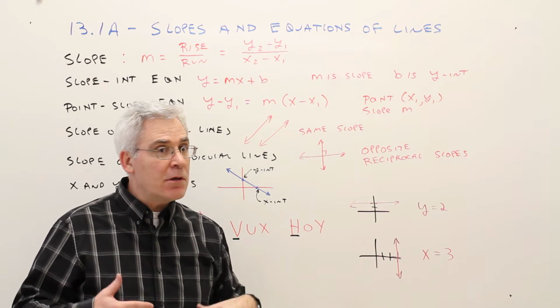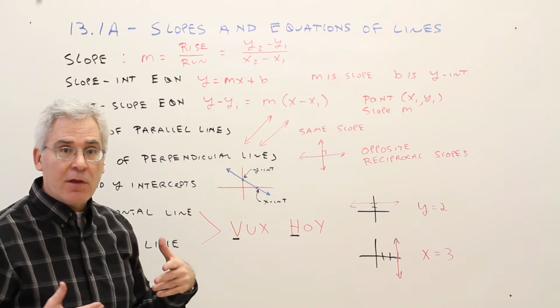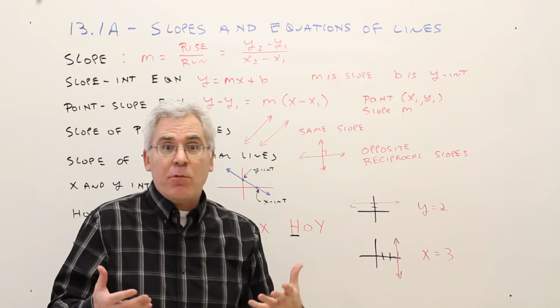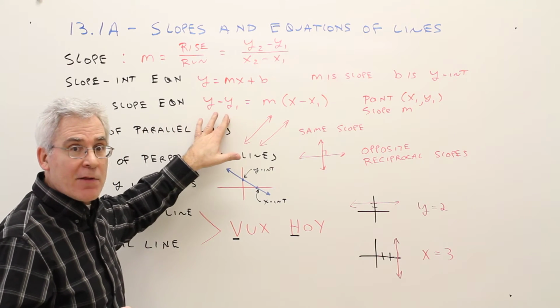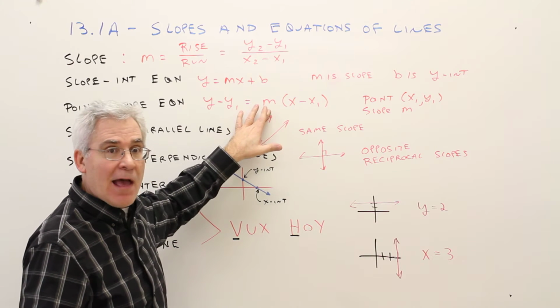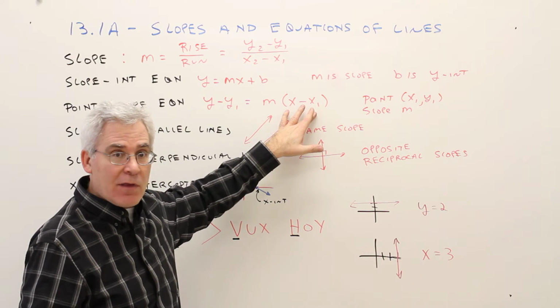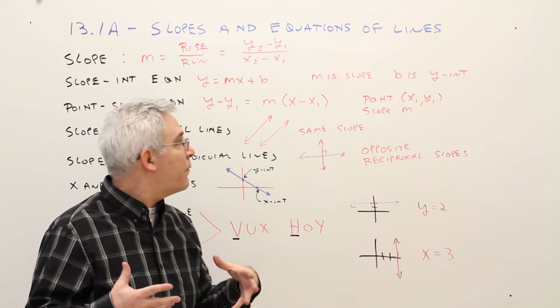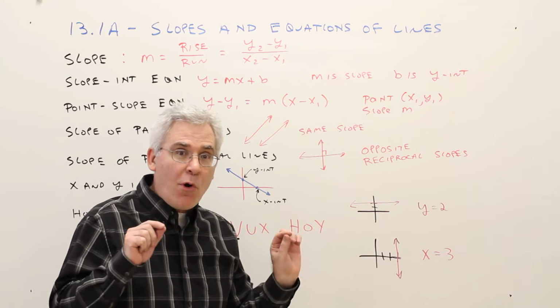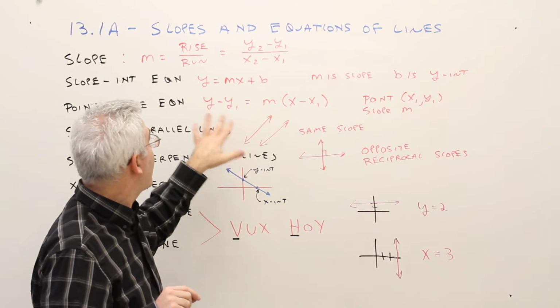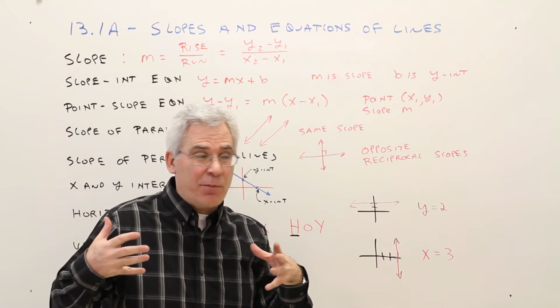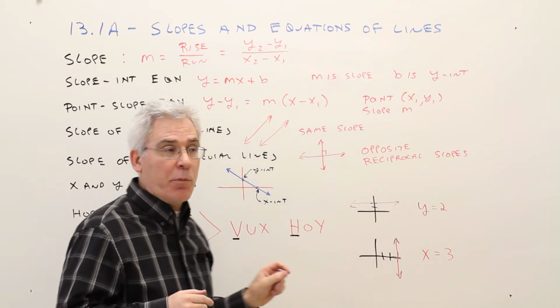Point-slope equation, this one's just as valid as the slope-intercept, and it's great when you've got a point and a slope. It's y minus y sub 1 equals m times x minus x sub 1. This one's a little bit confusing. Keep in mind the point has coordinates x sub 1 and y sub 1. x and y are just the general variables. And again, m is the slope.